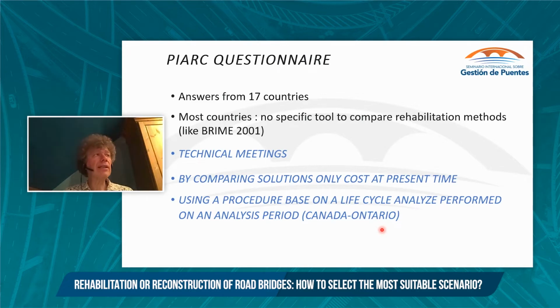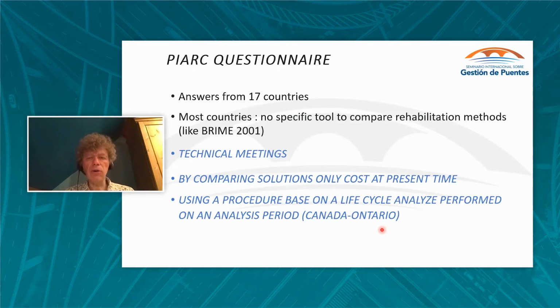And how did people mainly perform this comparison between the different kinds of rehabilitation methods? They can perform a technical comparison, which is quite easy. They can also compare the different costs of the different solutions, but at present time. And finally, they can also make a life cycle analysis, performed on an analysis period, as done by Canada, Ontario.